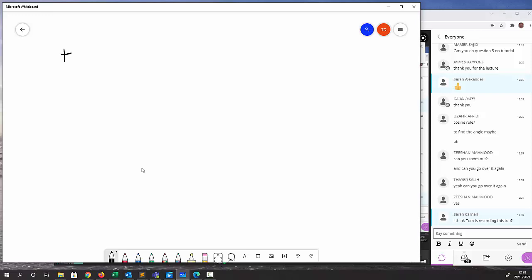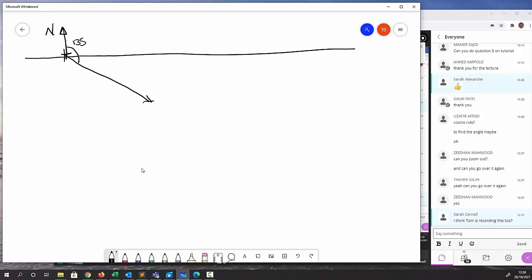135, sorry. So there's north in that direction. So I come round 90, which takes it to east, and then that means I need another 45 degrees. So it's going to be down there. Okay, so this whole bearing is 135 degrees. Let's just draw the horizontal line in, because that's quite handy.